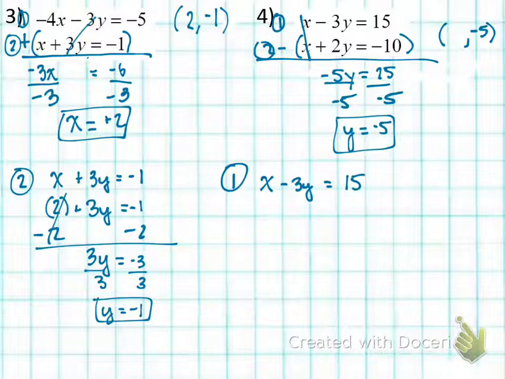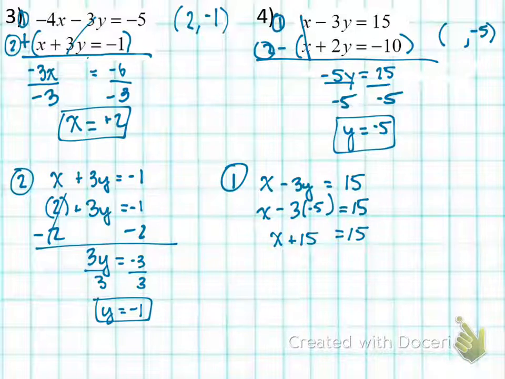Make sure you copy it correctly and then substitute. Instead of y, use negative 5. So we get x minus 3 times negative 5 is equal to 15. Negative 3 times negative 5 is positive 15, so x plus 15 is equal to 15. Subtract 15 on both sides.